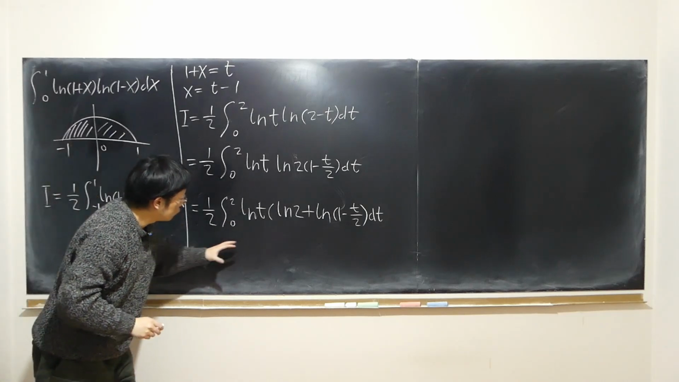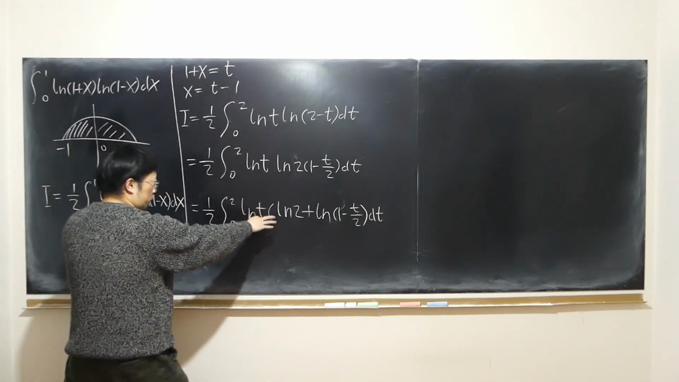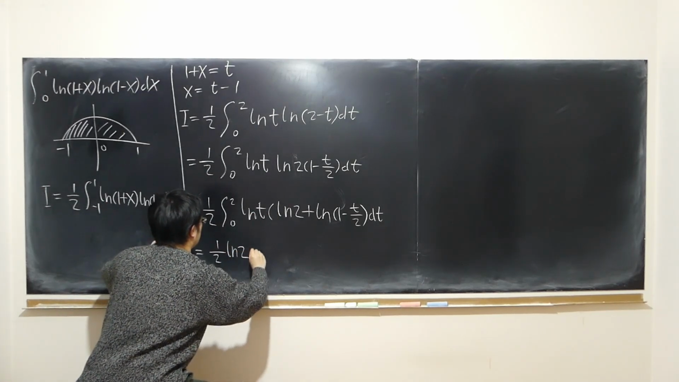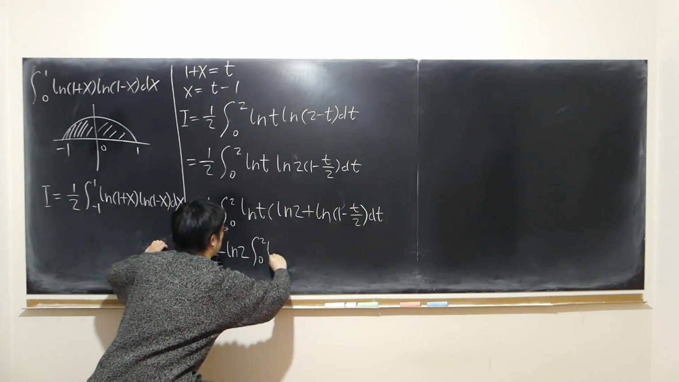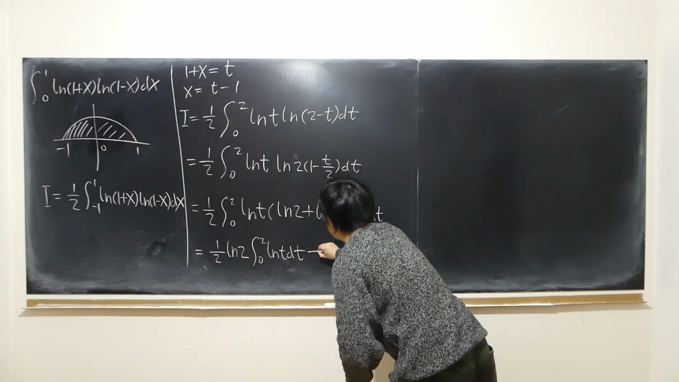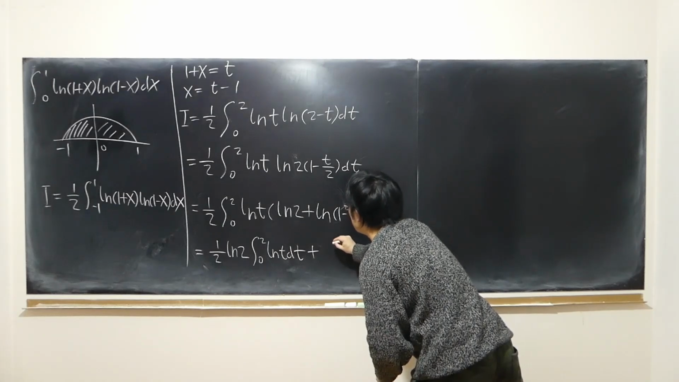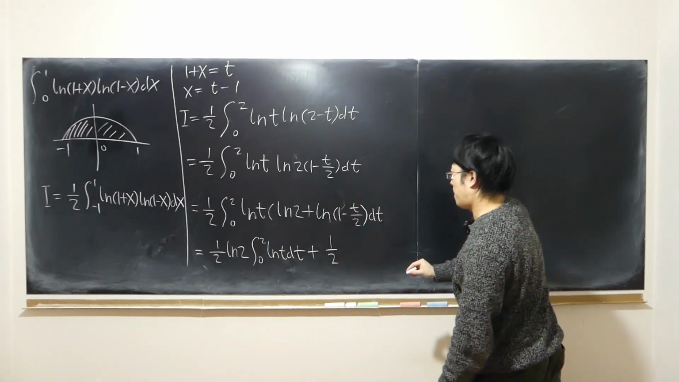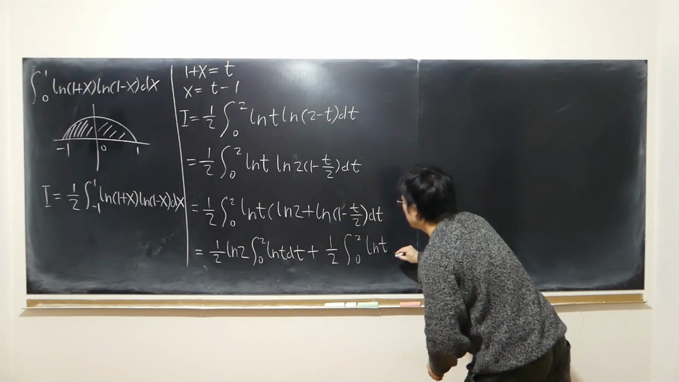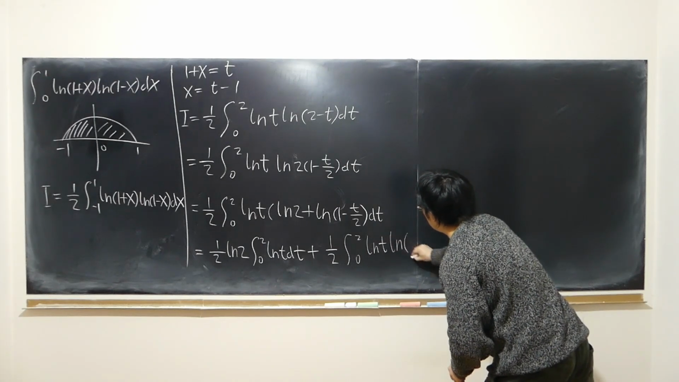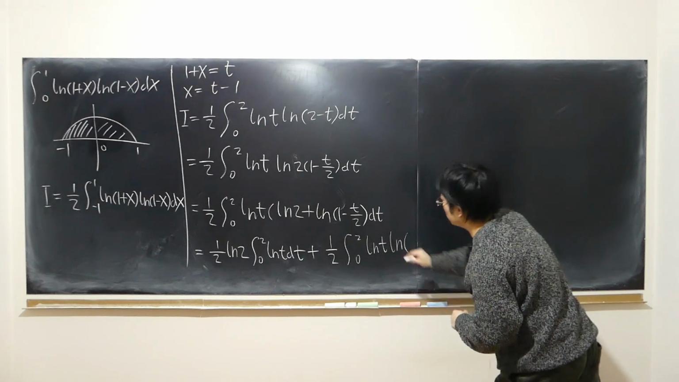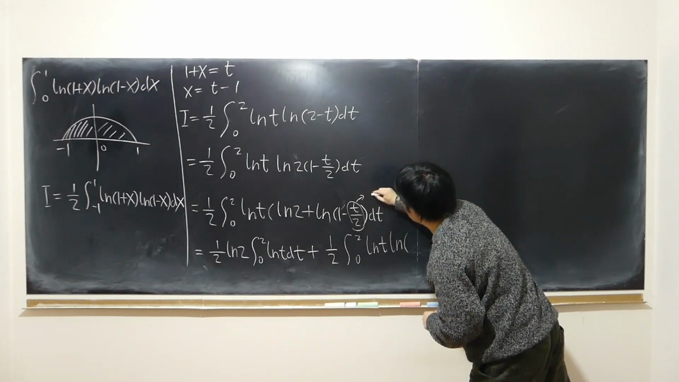So again, split it into 2 integrals. Log 2, of course, is a constant. So half log 2 times the integral from 0 to 2 of log t dt, plus half the integral from 0 to 2 of log t times log(1 minus half t). So here, perhaps I'll make the change of half t becomes y.